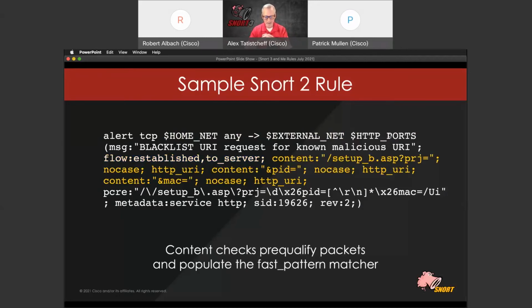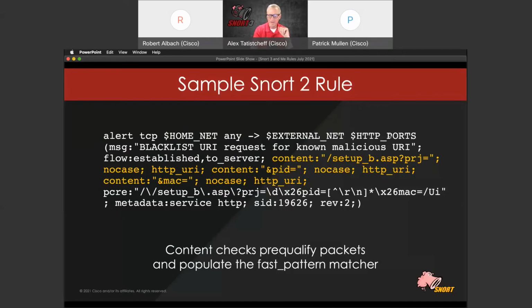The content checks in this rule are really only there because there are 3 content checks followed by a PCRE keyword. The content checks are only there to pre-qualify the packets and to populate the fast pattern matcher, which I'm not going to go into in detail here because the rules class is like 3 or 4 days, so it takes a while to go through all these things. But let's just say the fast pattern matcher is pretty darn important and the PCRE can't populate it.